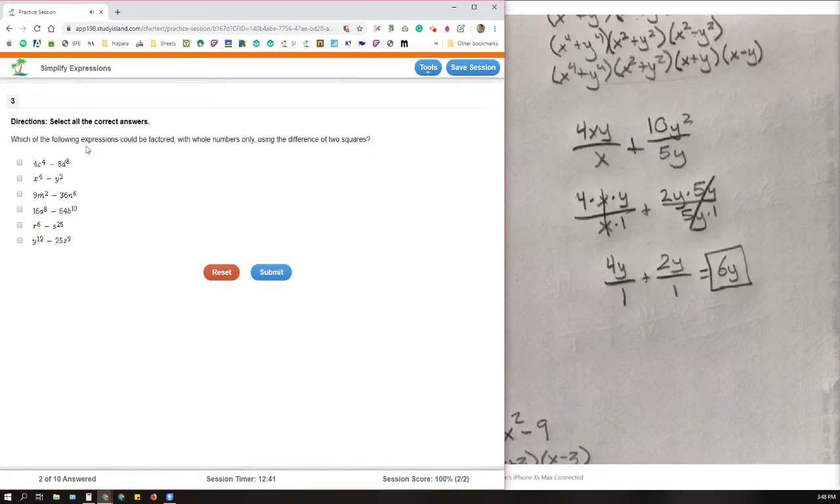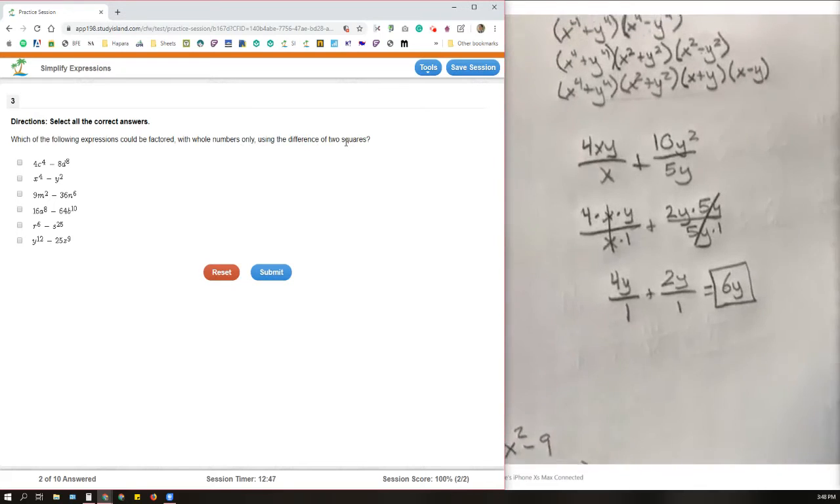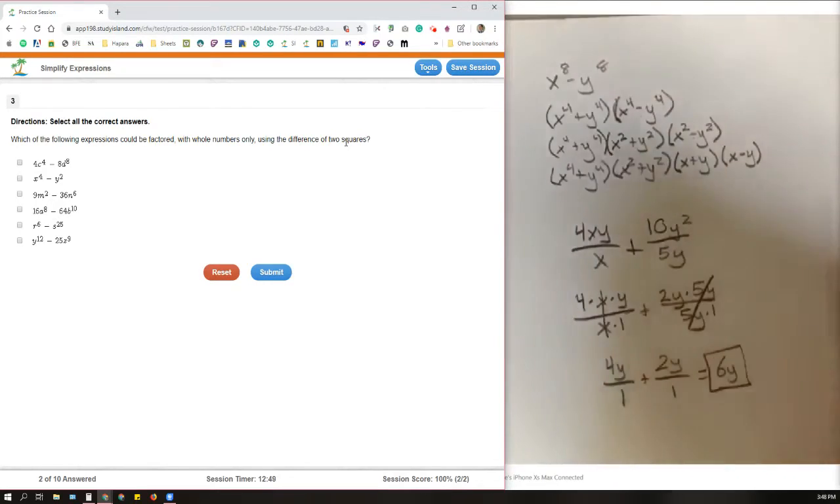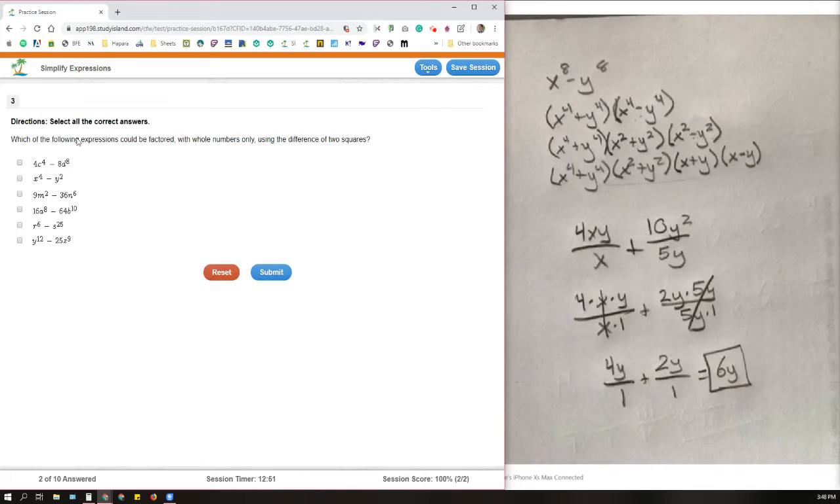Next up, which of the following expressions could be factored with whole numbers only using the difference of two squares? So the difference of two squares is what we talked about in the first problem. We did all this stuff. So which of these is the difference of two squares? Okay, is 4c squared minus 8d to the eighth the difference of two squares? No. 4c to the fourth is a perfect square, but 8d to the eighth power is not.